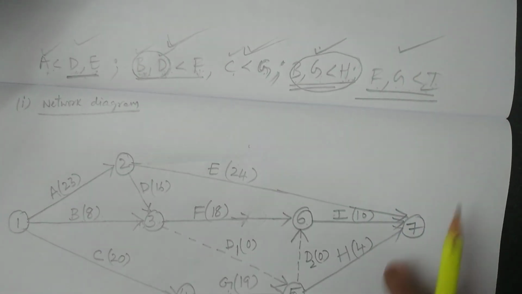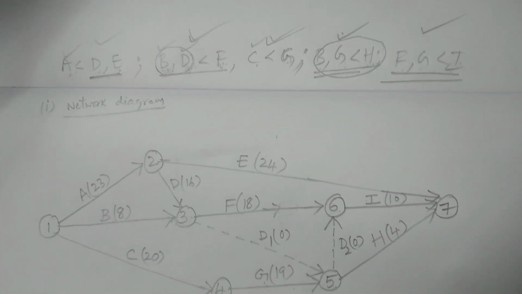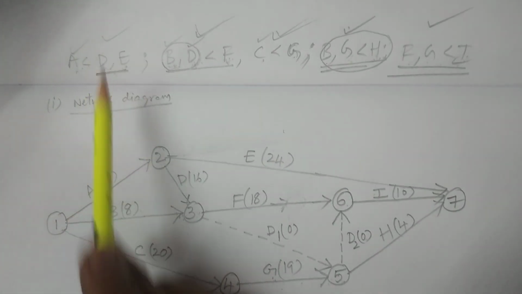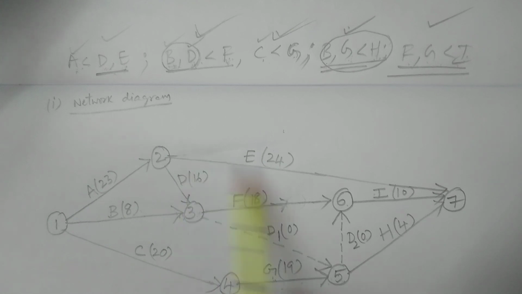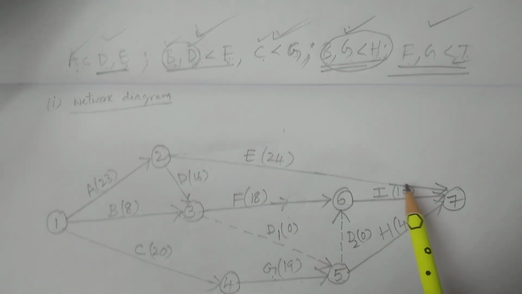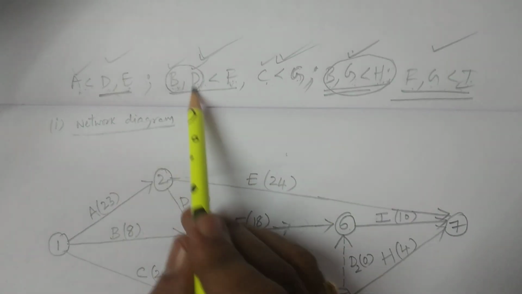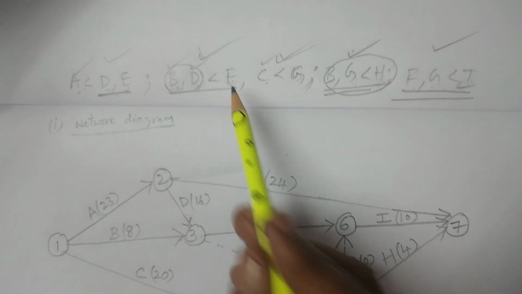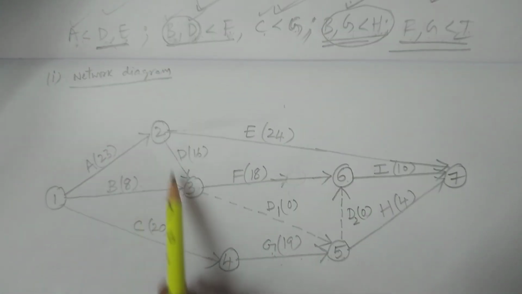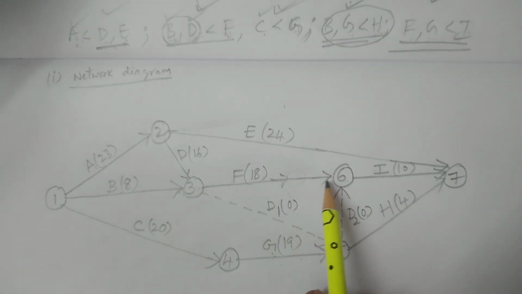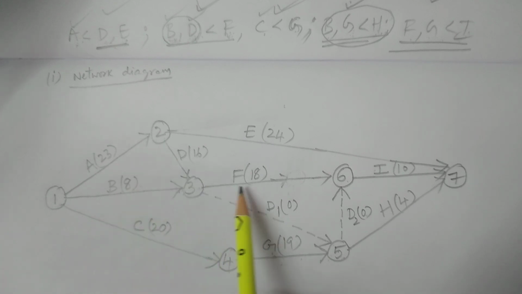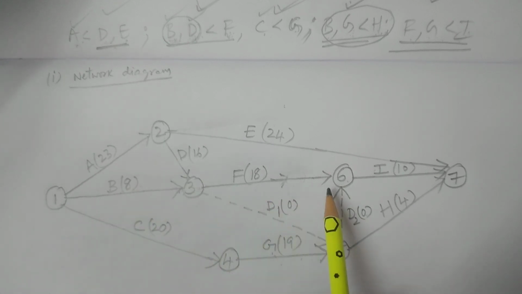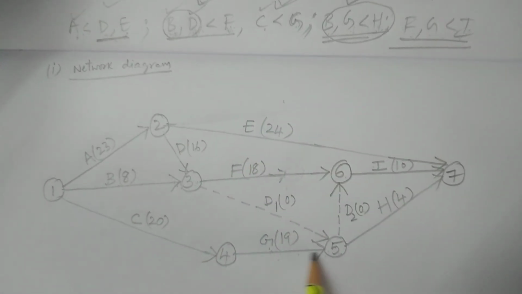So therefore, all the relations, you see once again, I show it. A is less than D, E. That is, after A, the D and E activities are there. And B, D less than F. So this is B, this is D, less than F. That is, after B and D, the activity F is started. And C less than G, obvious. This is C less than G.